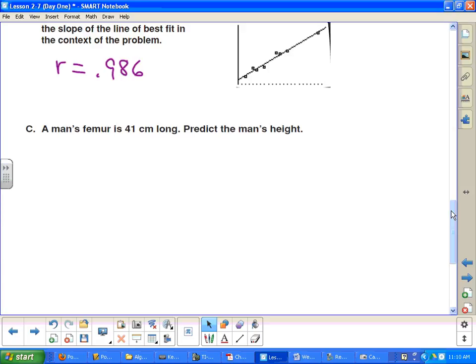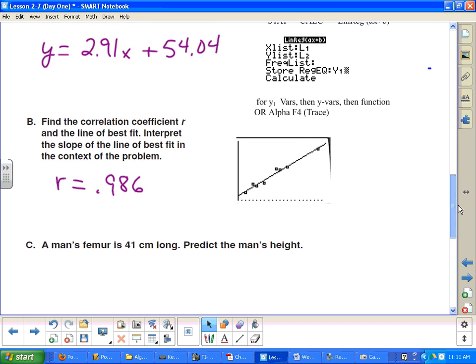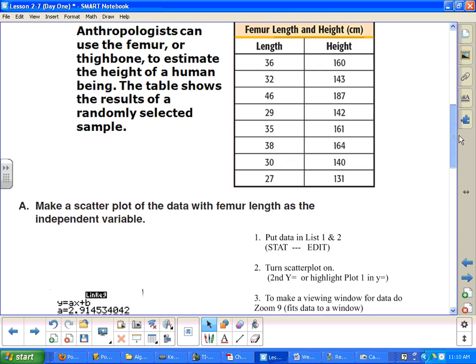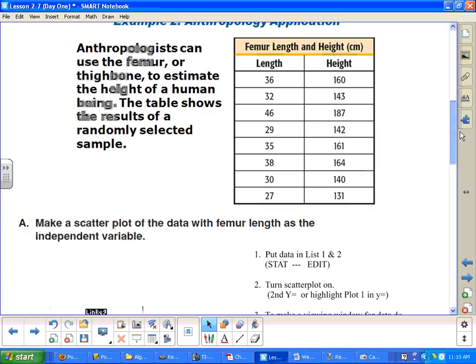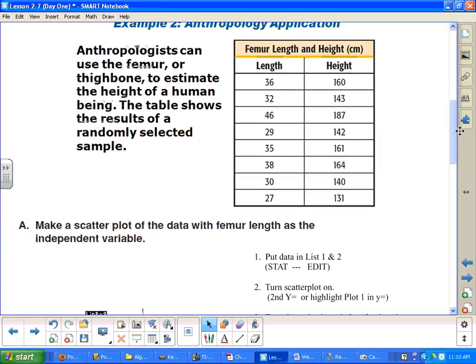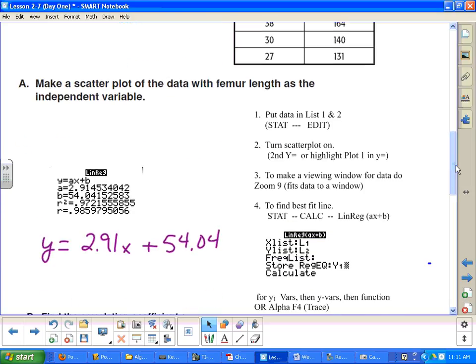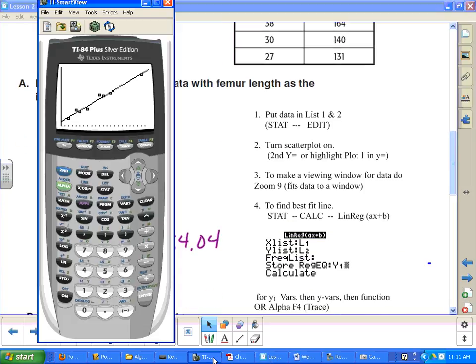All right, a man's femur is 41 centimeters long. It says predict the man's height. So the femur, if it's 41, is that the length of X or Y? The femur length is X. So we can use our calculator to find, when X is 41, the value for Y. That'll tell us how tall the person is.